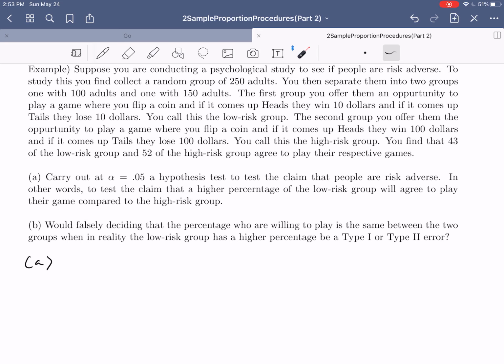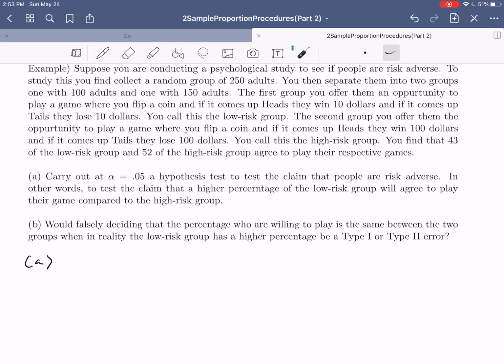Now, the reason I said this is sort of an interesting example is that keep in mind that initially we just took a group of 250 adults. But notice that we split those 250 adults into two groups, the 100 adults who got the low risk offer and the 150 adults who got the high risk offer. So even though we initially started with one sample, we sort of broke that sample into two pieces. This is going to be a two-sample proportion hypothesis test.